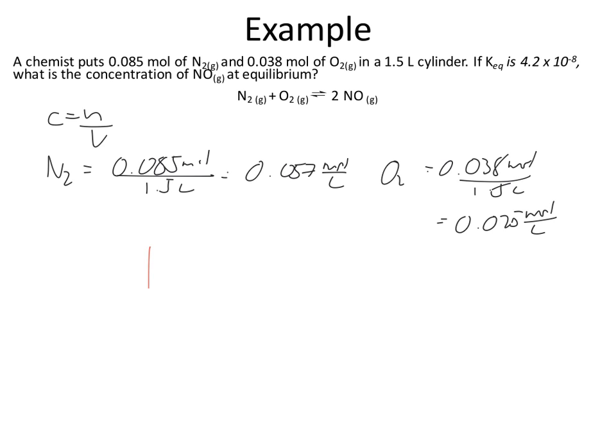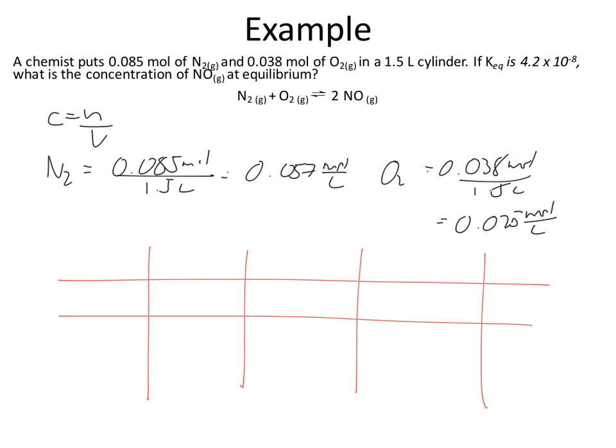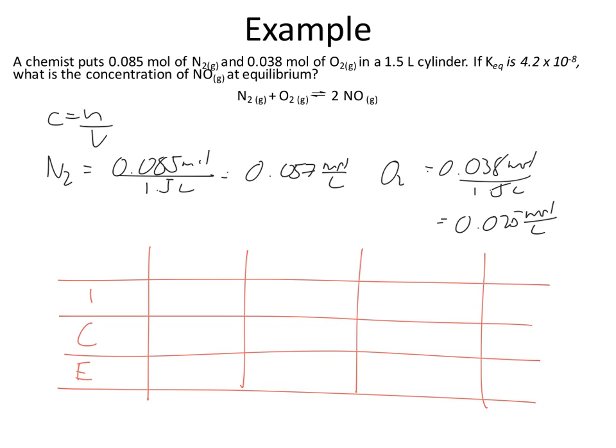So let's do one column for each of our species, and then we'll create I, C, and E. So I, C, E. This will be our concentration of N2, our concentration of O2, and our concentration of NO. Now, before we start, I'm just going to look at our balanced equation, make sure it is balanced. It looks like it. So I'm just going to put the ratios 1, 1, and 2. Okay? So again, those coefficients here act as those ratios.